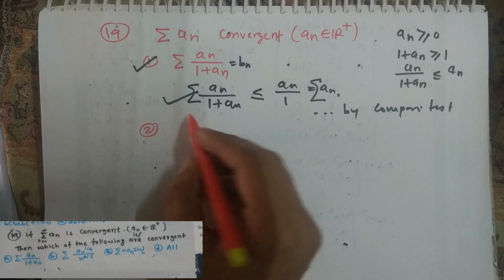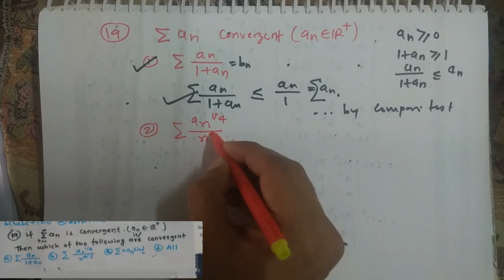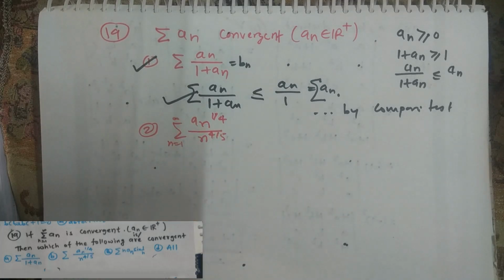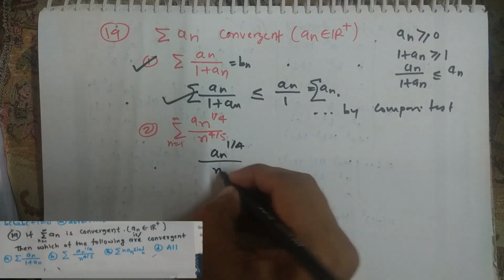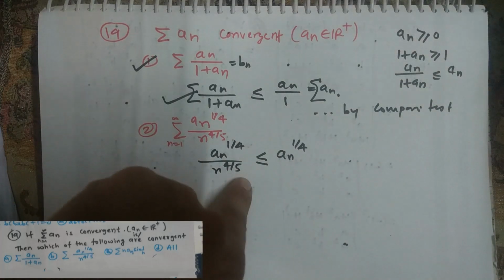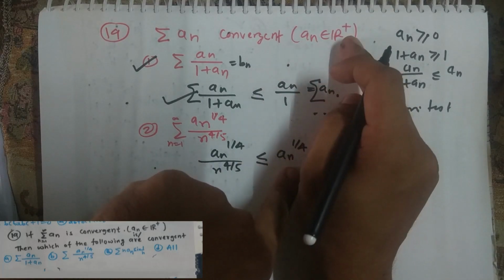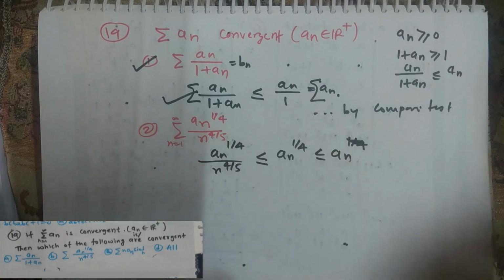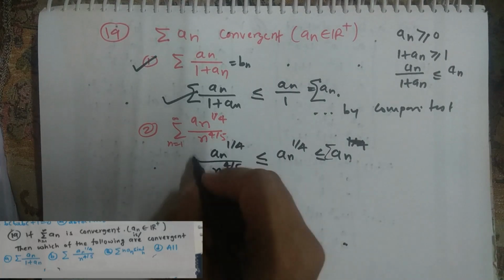They are saying an raised to 1 by 4 upon n raised to 4 by 5. Now see, n is running over 1 to infinity, means what? N are natural numbers. So if I take any power of natural numbers, then my answer is going to be positive. Okay, an raised to 1 by 4 upon n raised to 4 by 5 is always less than or equal to an raised to 1 by 4, because anyway this is positive. Now see, an are positive real numbers, so this is anyway going to be less than an itself. Now see, again our original series is convergent, so therefore this series is again going to be convergent by comparison test.